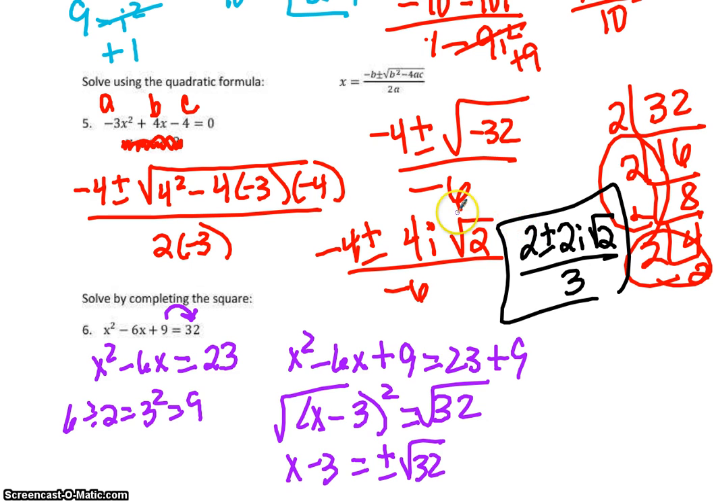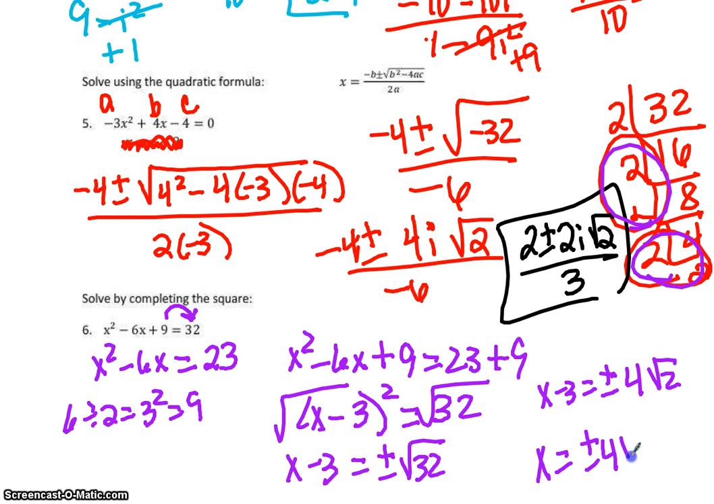up here earlier, when we did 32, you pull out a 2, you pull out a 2. So x minus 3 is equal to plus or minus 2 times 2 is 4 square root of 2. So add your 3. X is equal to plus or minus 4 square root of 2 plus 3, and that is your answer.